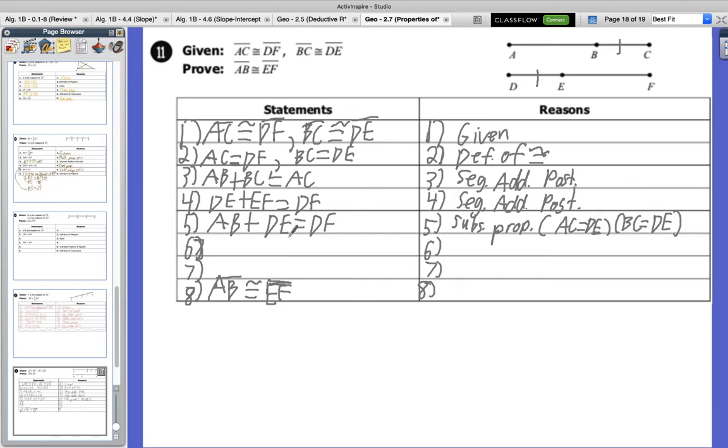Now how does that help us? Well, now we have two things equal to the measurement of segment DF, both segment DE plus the measurement of segment EF, and the measurement of segment AB and the measurement of segment DE. So we can set those equal to each other. And then we might see just how this could help us. And we can do that using our transitive property, or we can do a substitution and write in what we substituted.